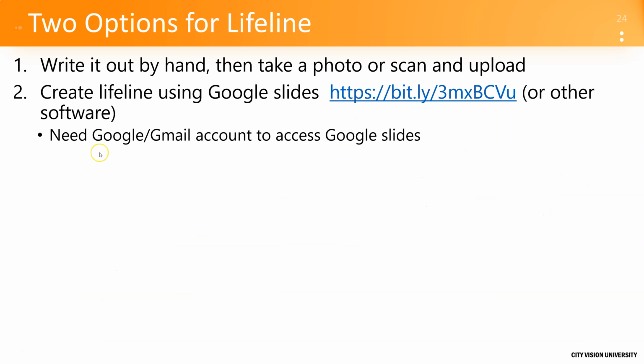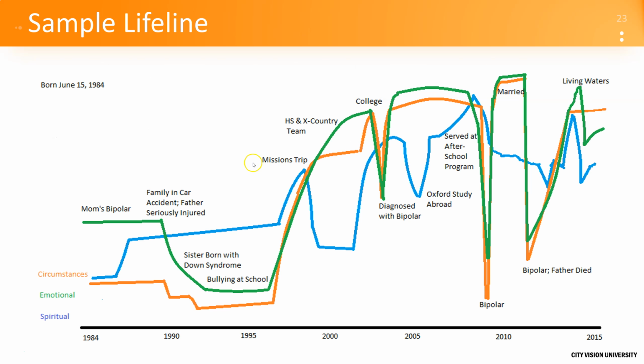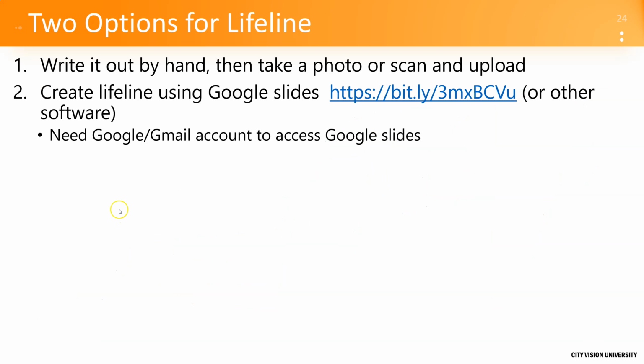There are two options for how you can do your lifeline. One is, if you want, you can write it out by hand and then take a photo of it or scan it and upload it. If you do, try to make sure that the photo is high enough quality that people can read it. And one important thing, no matter how you do it, you want to have three different colors so people can tell the differences in those.